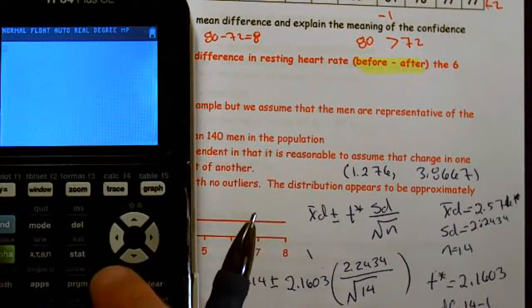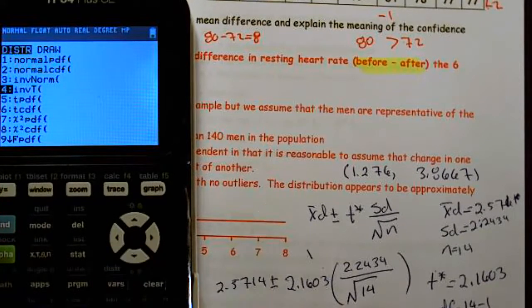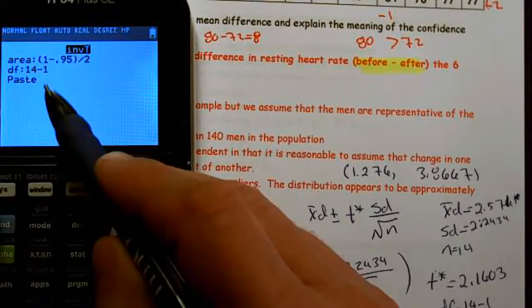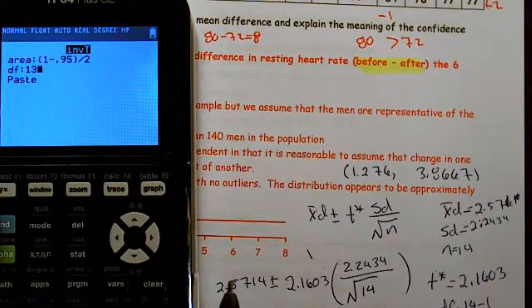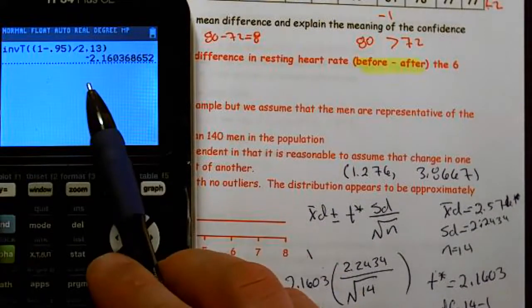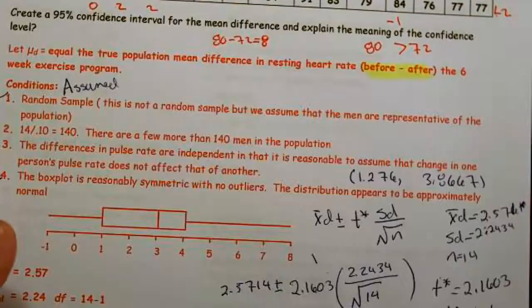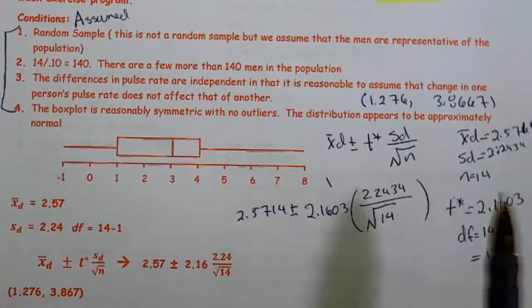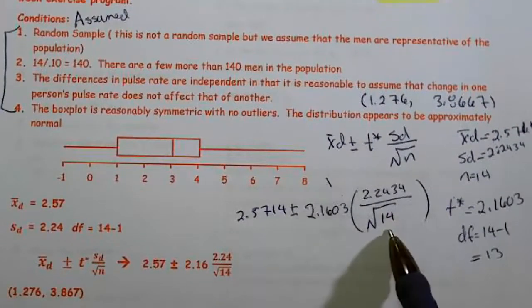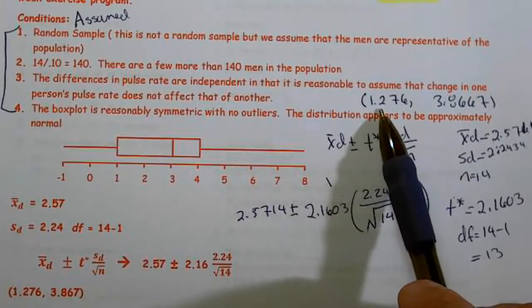Second vars, inverse T, and sure enough, I have 14 minus 1, all right? So I wasn't sure I'd done that. 14 minus 1, or just putting in the 13 like I just changed it to, should give me 2.1603. We like to work with positive values, makes life easier. Well, when I ran this, not only did it give me the information to fill in the equation, it also gave me my lower bound and my upper bound.